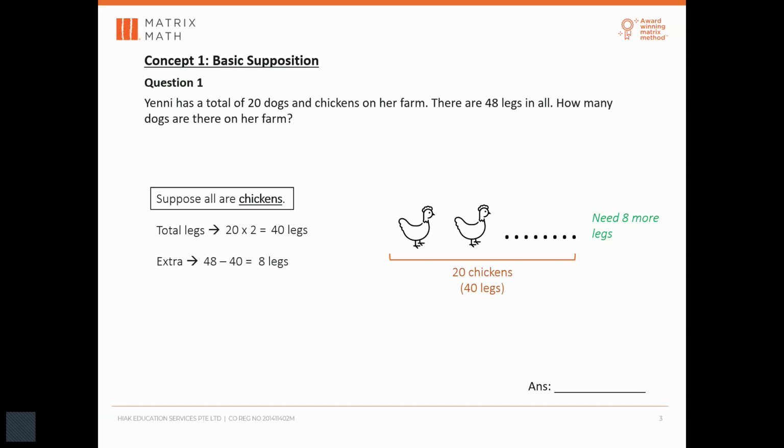So why is it that I need 8 more legs? What does it indicate? It means that not all of the animals are chickens. There must be some dogs. So the question is, how many of the chickens are not supposed to be chickens, but are supposed to be dogs? Let's look at one exchange. If I need 8 more legs, it means that I need to swap. In one exchange, I mean taking one chicken away, replacing it with one dog. So if I take away one chicken and add in a dog, I will get more legs, right?